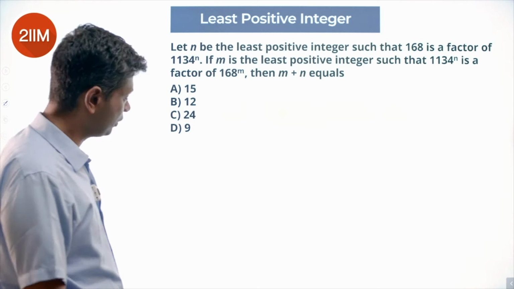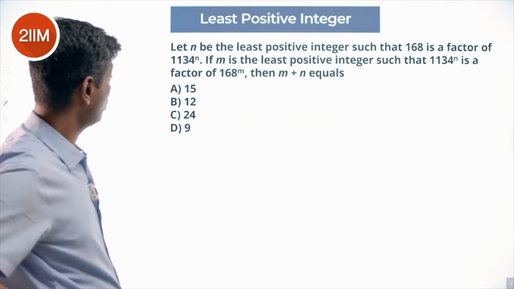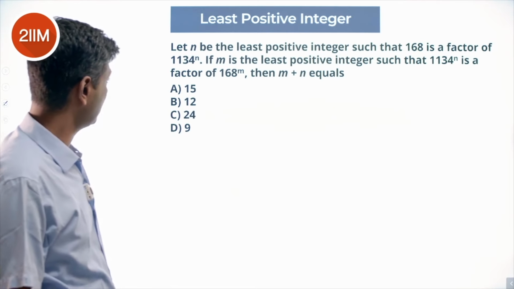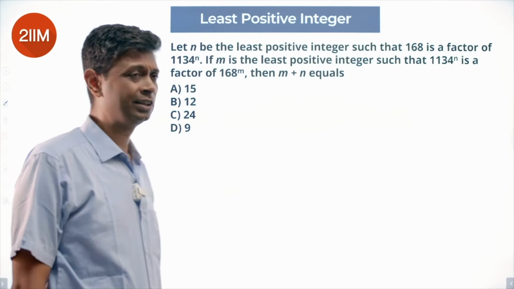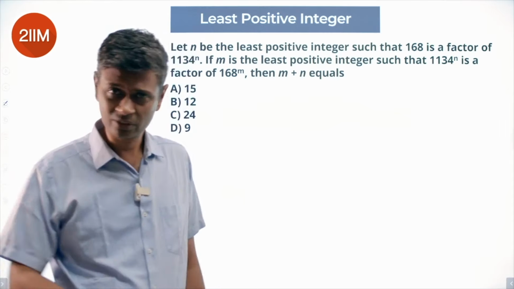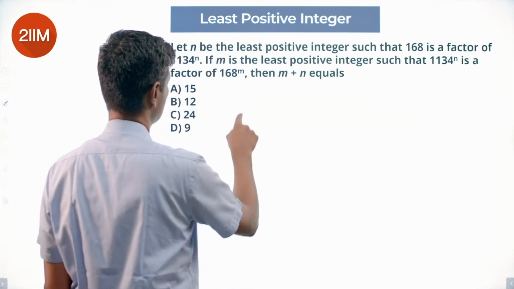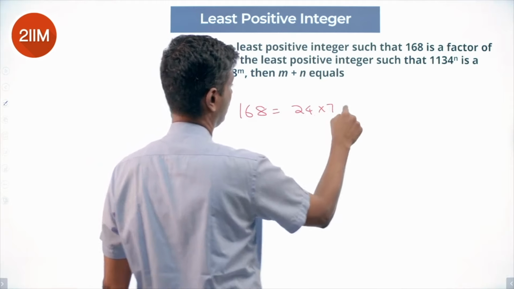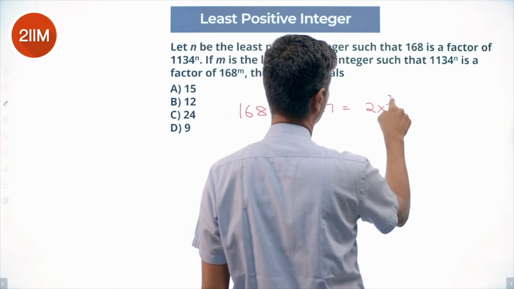Let n be the least positive integer such that 168 is a factor of 1134 power n. If m is the least positive integer such that 1134 power m is a factor of 168 power n, then m plus n equals? At first cut, this looks like a tough question. It is not. Prime factorize 168. I know it's 24 into 7, number of hours in a week, which is 2 into 3 cube into 7.